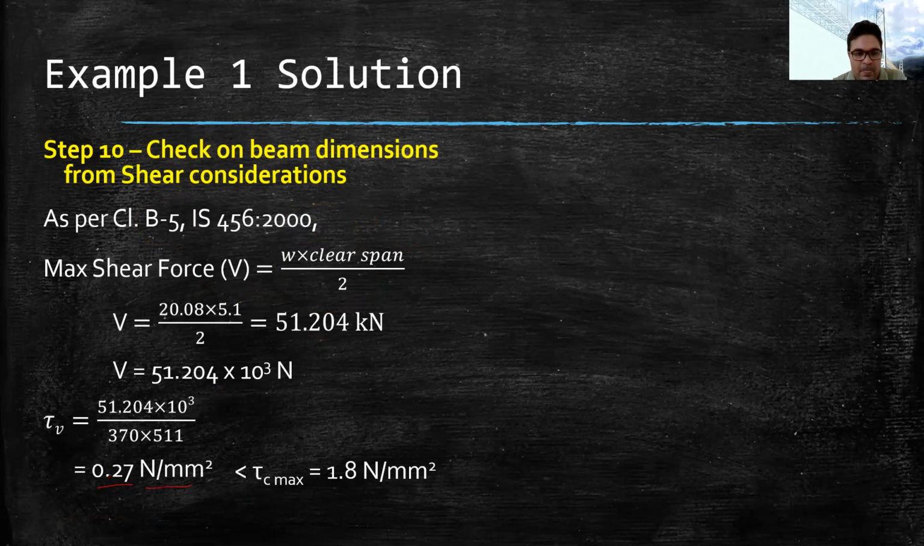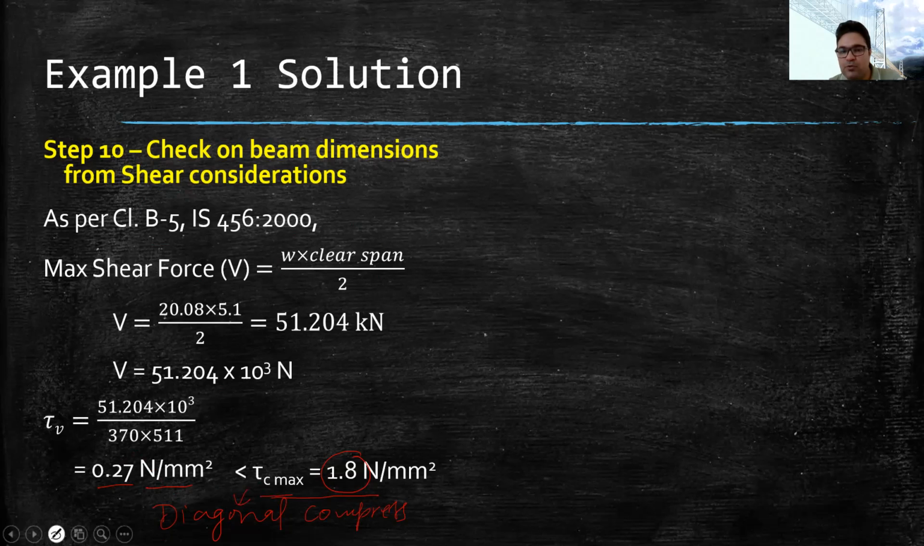So here you can see the value of tau V is less than tau C max, and tau C max we can find out from table 24 of IS code, and for M20 grade of concrete it is 1.8. So you can clearly see that the value of tau V is less than tau C max, which is 1.8 Newton per mm square. So which means the beam is safe for diagonal compression criteria. So diagonal compression is taken care of by this phenomenon, which means tau V is less than tau C max. So it is safe in diagonal compression.